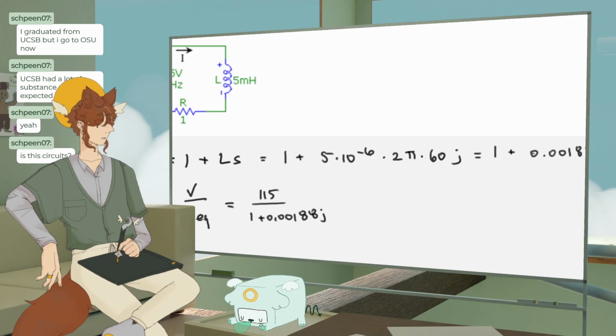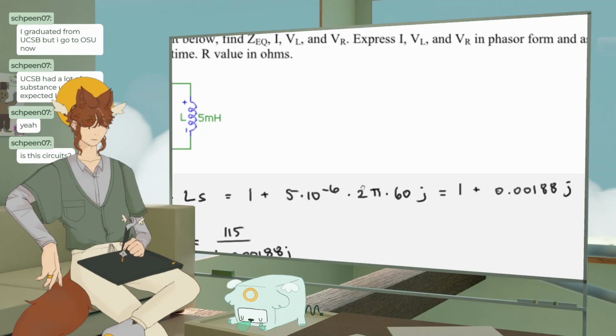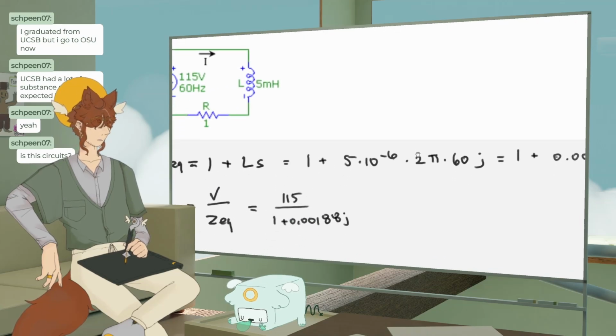Oh, I see. Okay. Wait, do I need the function of this? In phasor form and as functions of time. Okay. Right, so we definitely need to complex conjugate this, which is gonna be mildly frustrating. Okay, it's not gonna be that frustrating.